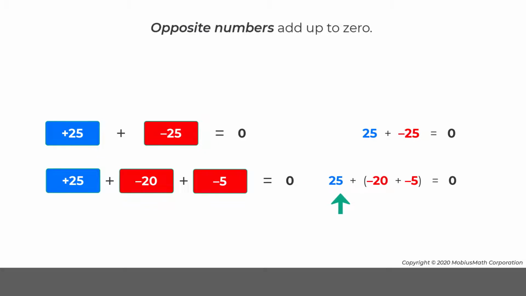Note, this last equation shows that negative 20 plus negative 5 equals negative 25. So, two negative numbers can be added in a way that is similar to adding positive numbers, such as 20 plus 5 equals 25.